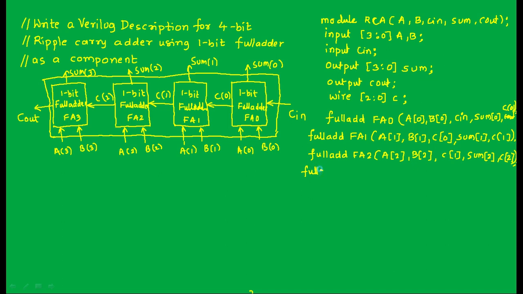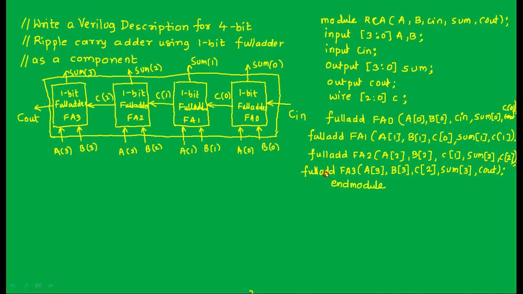One more full add, FA3: A of 3, B of 3, C of 2, sum of 3 and final Cout. End module. So this completes the coding of the top level 4-bit ripple carry adder. In that, full add is used as a component.